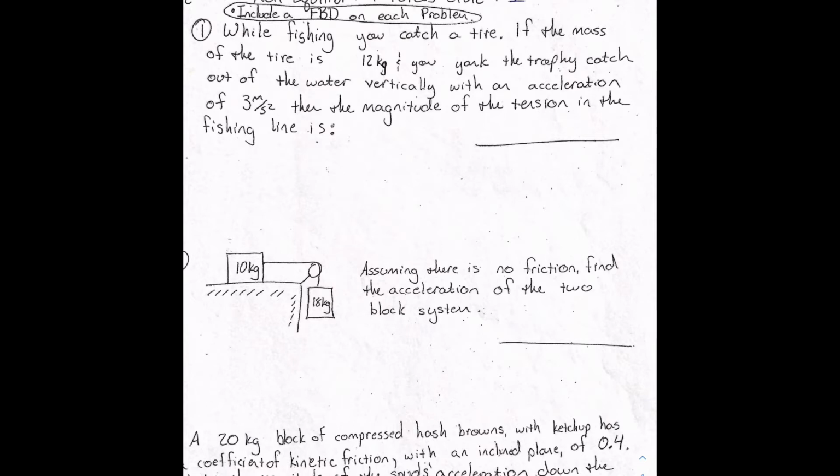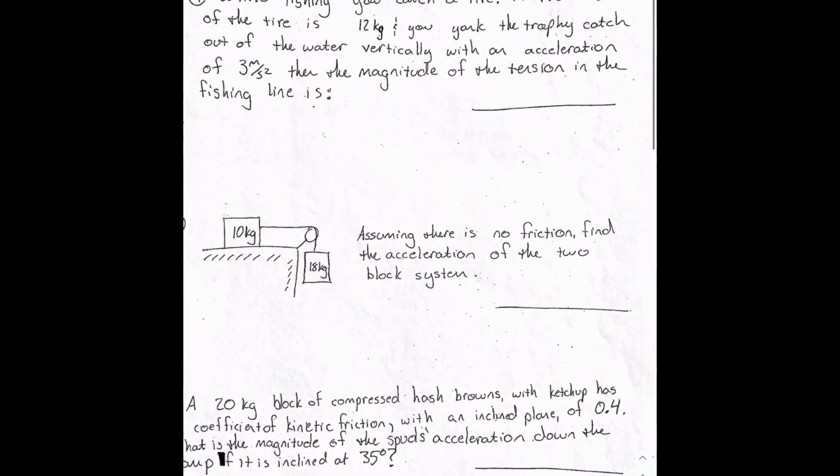Number one says, while fishing you catch a tire. If the mass of the tire is 12 kilograms and you yank the trophy catch out of the water vertically with an acceleration of 3 meters per second squared, then the magnitude of the tension in the fishing line is what? So let's go ahead and draw this.